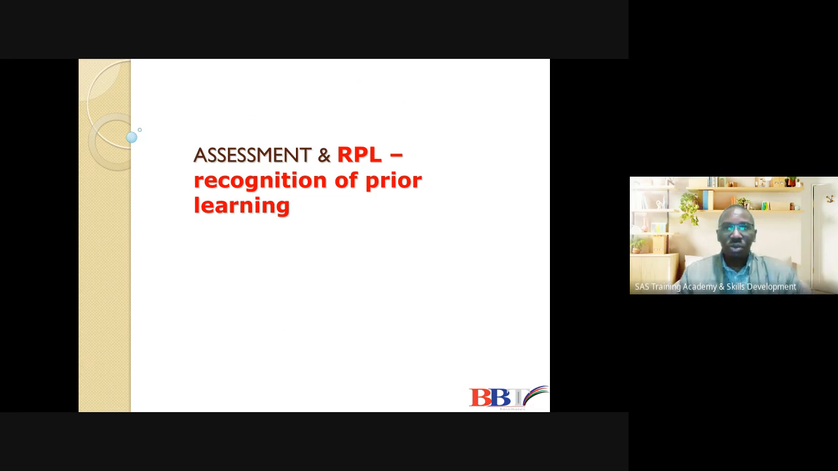So recognition of prior learning is of key importance in assessment practices, because you are able to score individuals based on the knowledge that they have acquired prior to whatever you are going to facilitate or assess. That's what we call RPL. And this is very important in designing assessment or learning outcomes. Why? Because you are able to group individuals based on their understanding.